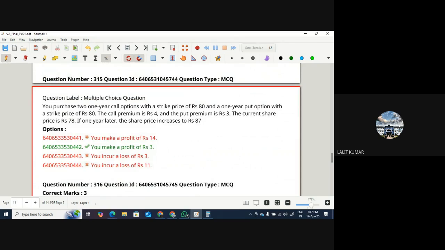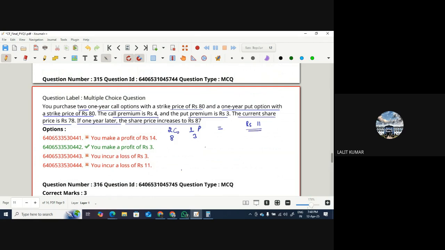Okay, next one: you purchased two 1-year call options with a strike price of ₹80 and a 1-year put option with a strike price of ₹80. The call premium is ₹4, the put premium is ₹3. The current share price is ₹78. If 1 year later the share price increases to ₹87, what is the profit or loss? You have purchased two calls and one put. For the calls the premium is ₹4, so ₹8 here, and the put premium is ₹3, so you have invested ₹11.